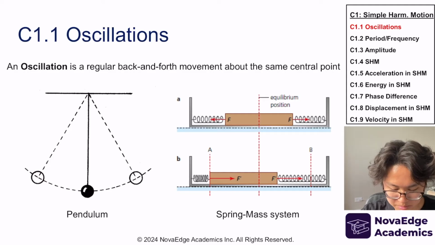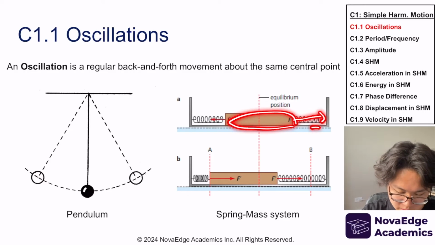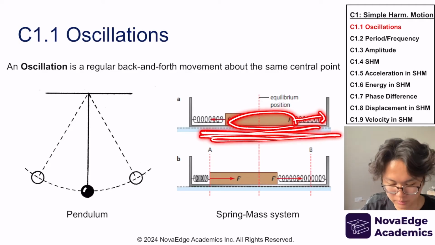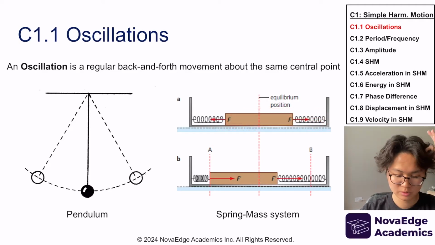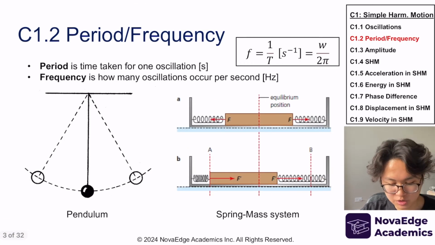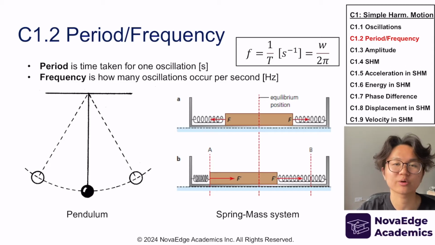Same thing with a spring mass system. If I pull this mass to the right and release, it's going to go back and forth, back and forth, right? You're actually going to learn later on that this is, by definition, called simple harmonic motion, but we'll say that a bit later. So why do we define oscillations? Well, it's because oscillations have certain characteristics that we can quantify.